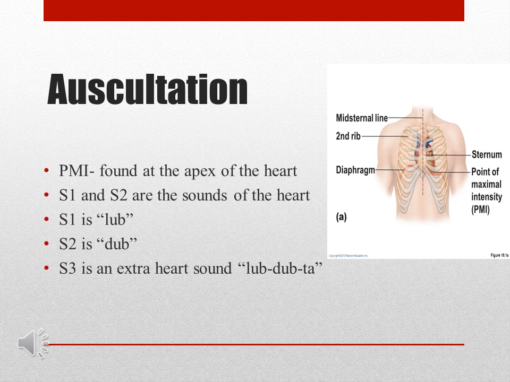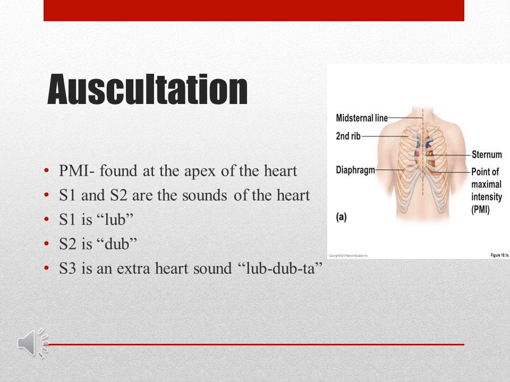S1 and S2 are the sounds of the heart. S1 is the lub, and S2 is the dub, and the sounds go like this: lub-dub, lub-dub, lub-dub. S3 is an extra heart sound that you may hear.